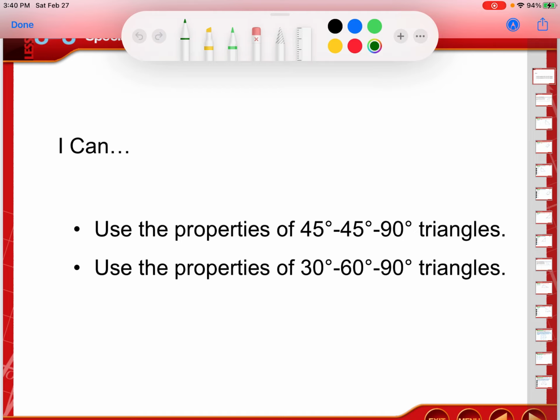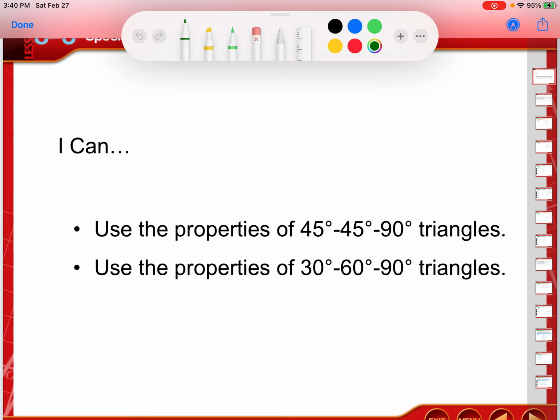All right, so today we're talking special right triangles. This is going to build off of yesterday when we talked about the Pythagorean theorem. There are two main special right triangles, and that's 45, 45, 90 triangles and 30, 60, 90 triangles.